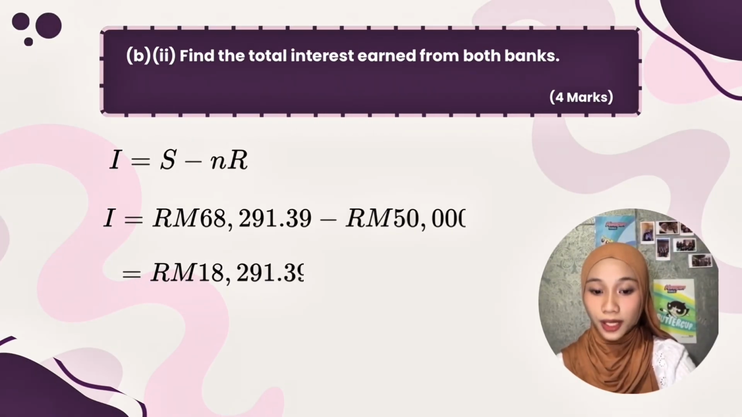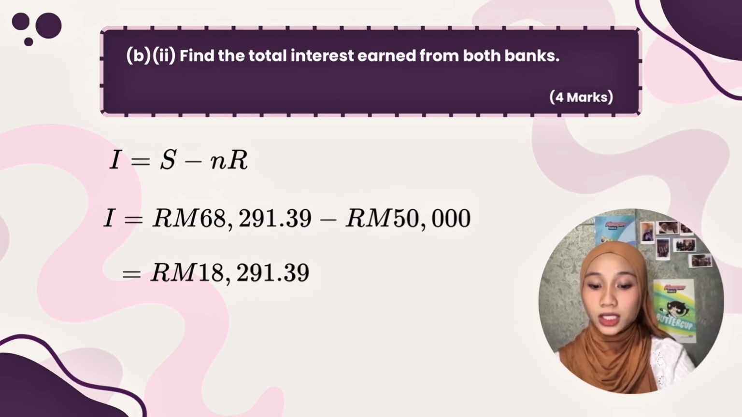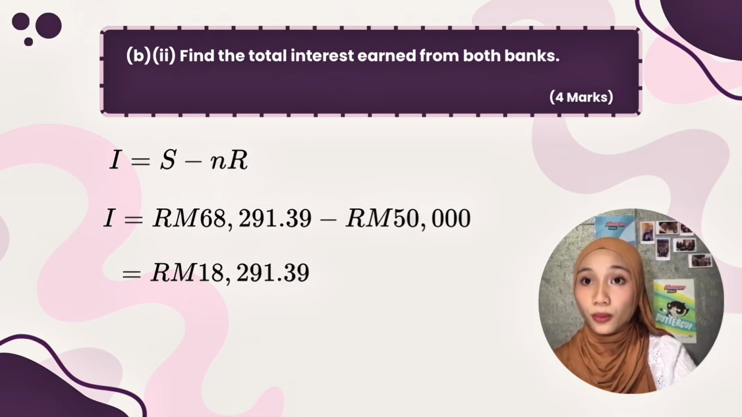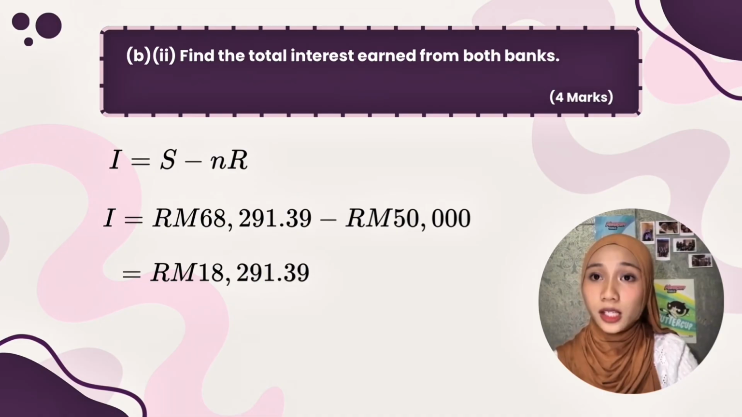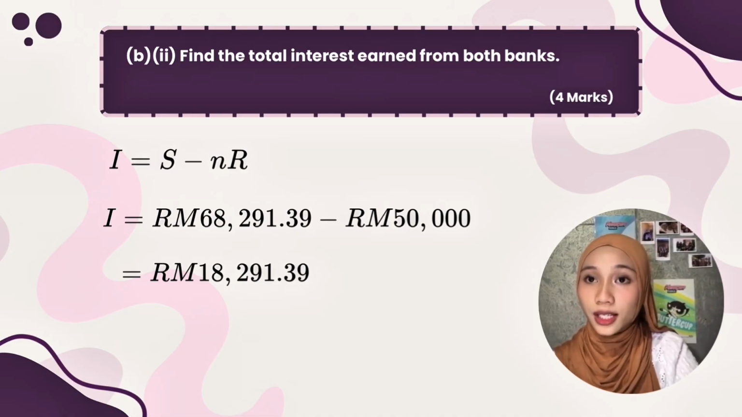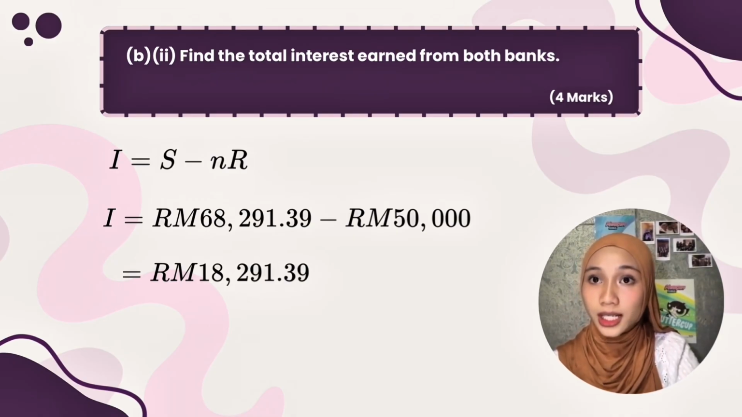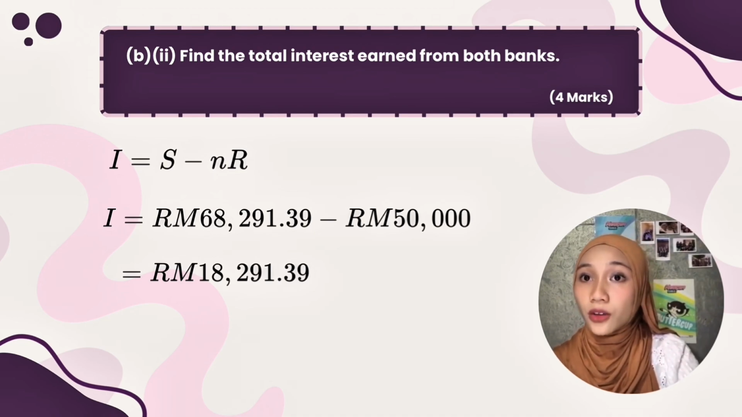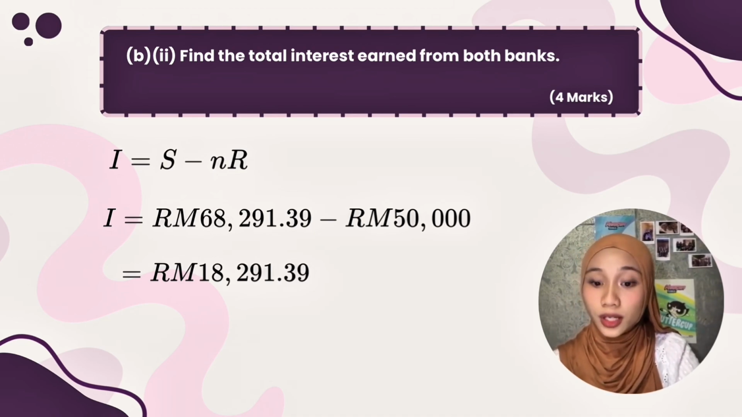The second Roman question, find the total interest earned from both banks. In this question, we use the interest earned formula. First, we need to add both of the principals, and then we take the total amount from the first Roman question, and then we put both of them into the formula. After that, we get the interest earned from both banks.